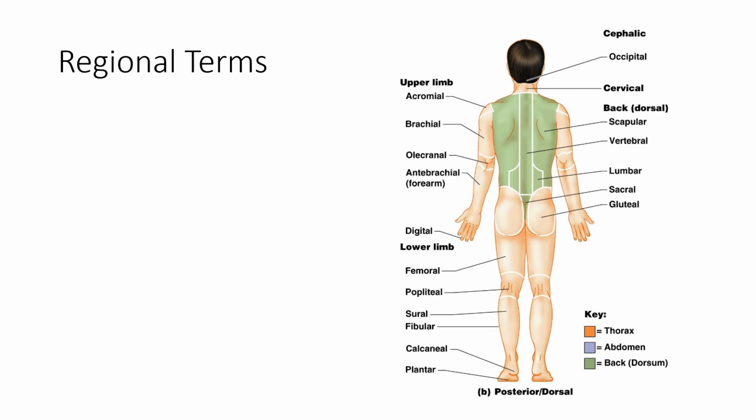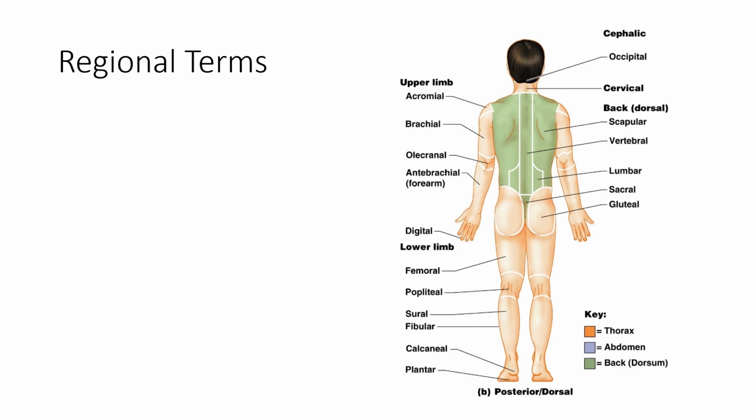In this case, on the posterior aspect, we're looking at where the tricep would be. And then we have the tip of the elbow, called olecranal. Olecranal, or the olecranon process, is going to be the tip of your elbow. From there, we go to the antebrachial, which is your forearm. And then we have the dorsal portion of your hand, or back of the hand, that ends in the digital or fingers.